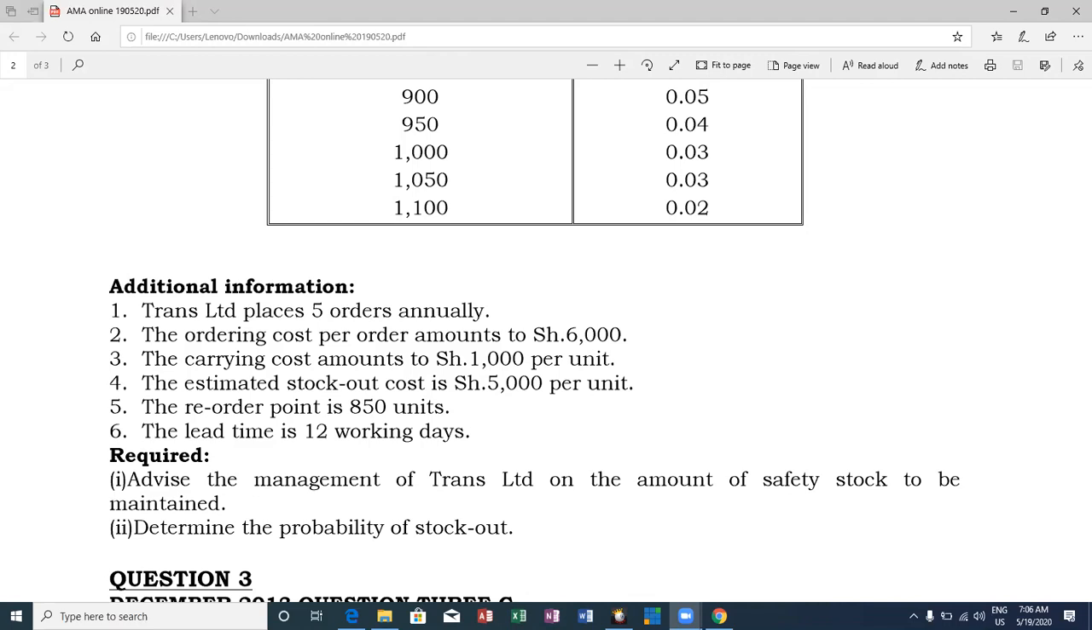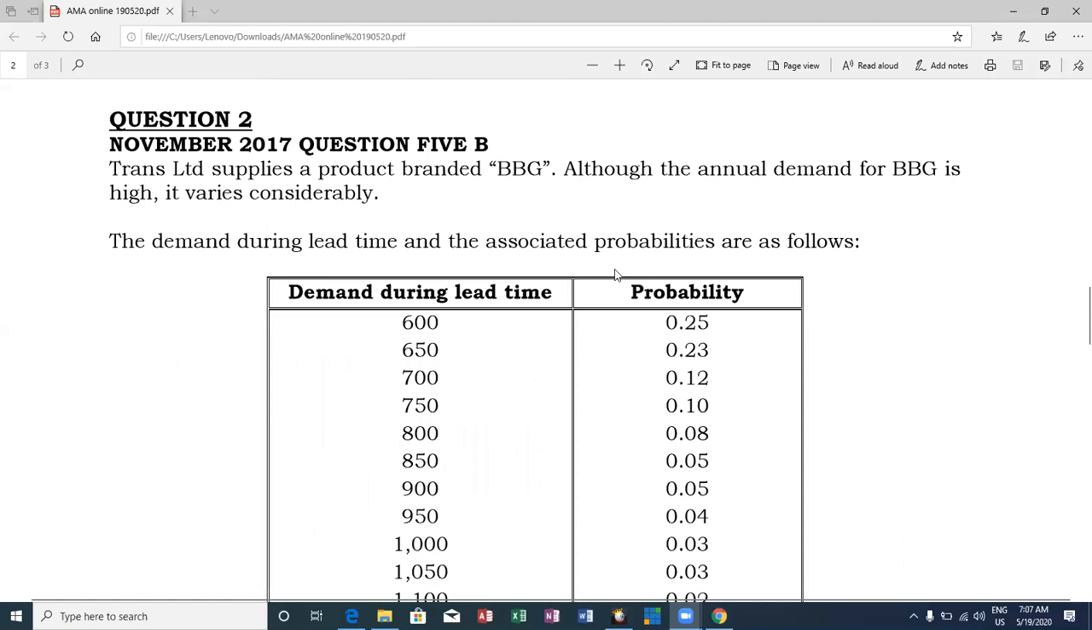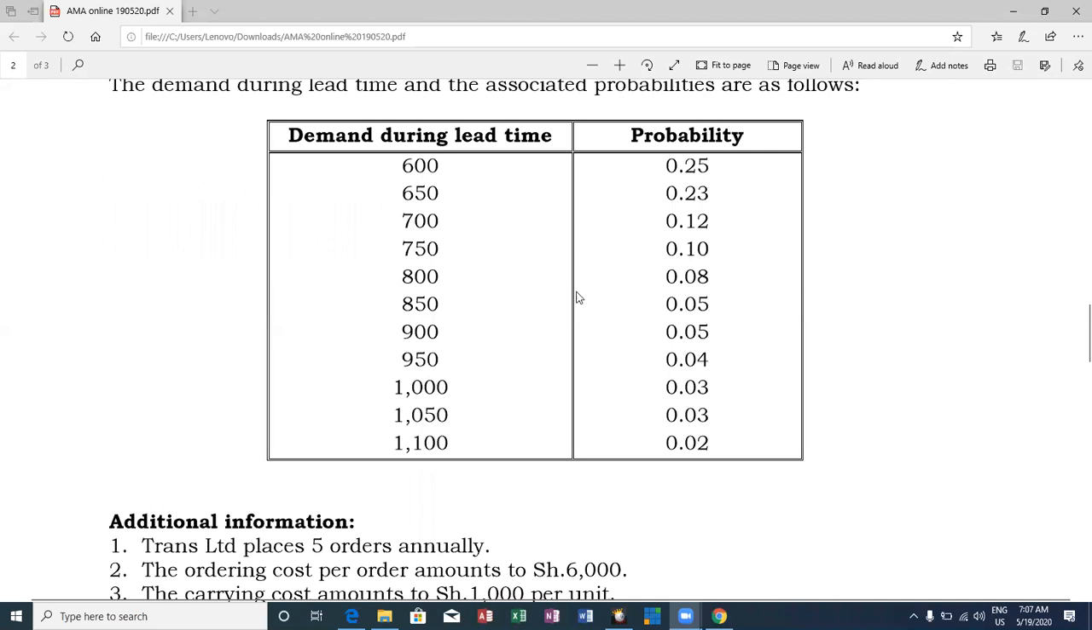So we had here quantity. We had 600, we had 1050, we had 1100, and we have probability. Just take it back to the table. 0.25, you know, there are others in between. Then we have 1050, which is 0.03, and then we have 1100, which is 0.02.